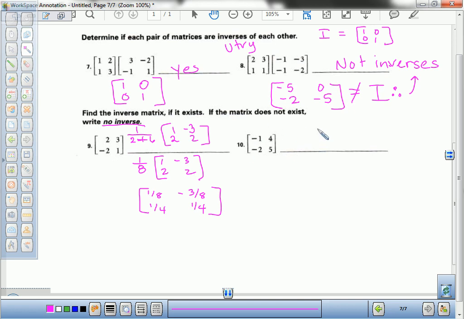Okay, let's do number 10. 1 over the determinant. So that is negative 5 minus negative 6. Oh, this one's going to be nice. Because my determinant is 1 over negative 1, 1 over positive 1. It's just easy. All right, so now we have to switch these two.